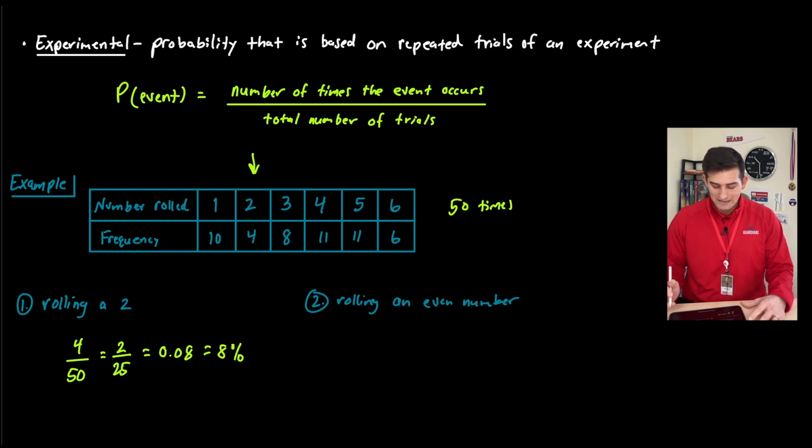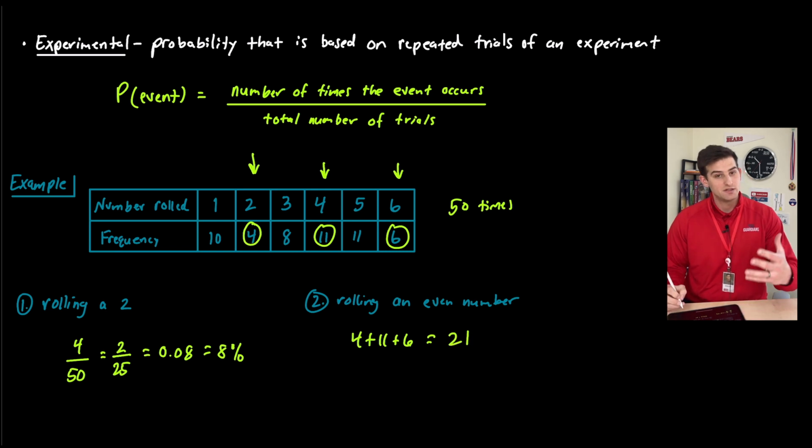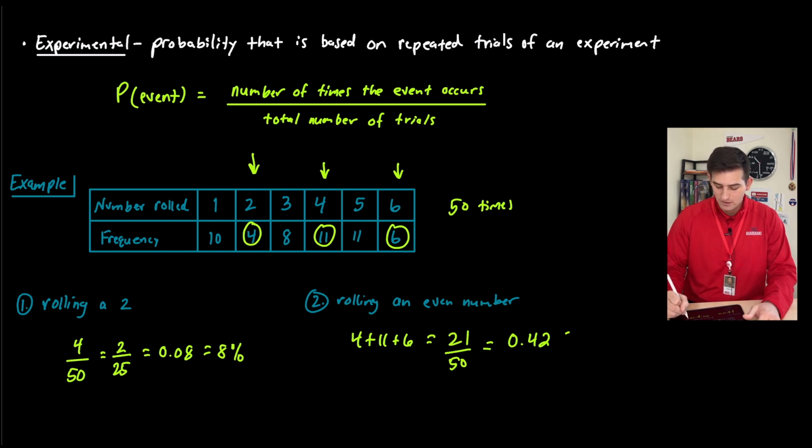Okay, let's look at the next one, rolling an even number. So the even numbers: we still have an arrow above 2, let's do 4 and 6. So for even numbers, we have 4 times, 11 times, and 6 times. That's going to be 21 times, and remember we still rolled the dice 50 times. So 21 out of 50 would be our fraction. As a decimal, we would call that 0.42 because remember a decimal is out of 100. If we multiply the top and the bottom by 2 to give us a denominator of 100, 21 times 2 would be 42. So that's where the 0.42 is coming from. And as a percent, we would get 42%.